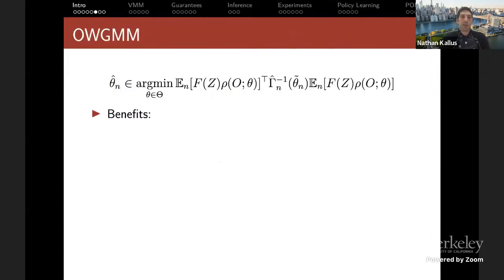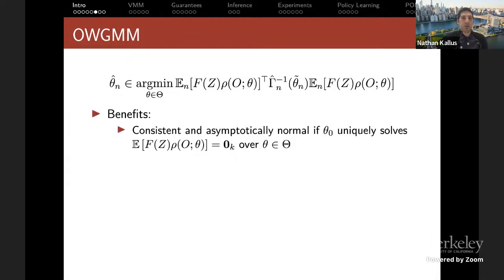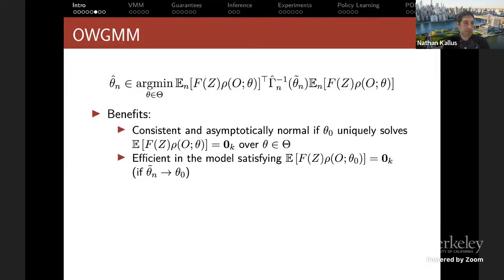And why is the optimally weighted GMM, as I'm going to call it, so good? Well, one benefit is that it's consistent and it's asymptotically normal if theta naught is indeed the one that uniquely solves these k marginal moments. So if you really have a marginal moment problem, then that's great. This is what you should do. It's consistent and asymptotically normal, which means we could do inference. It's even going to be semi-parametrically efficient in the model given by all distributions that satisfy these moment conditions, okay?